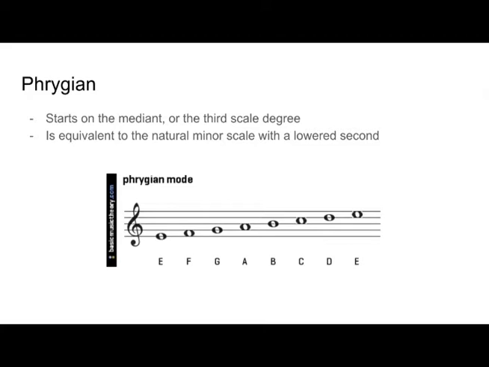Next up, we have the Phrygian mode. This begins on the third scale degree in the scale, which is also known as the mediant. This is exactly the same as a minor scale, except the second note is lowered a half step. This gives the scale the same feel and context as a minor scale, but it adds a little bit of embellishment, producing what we know as an altered scale.